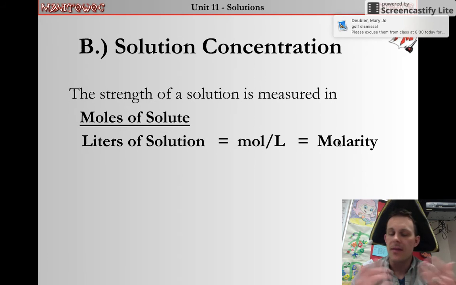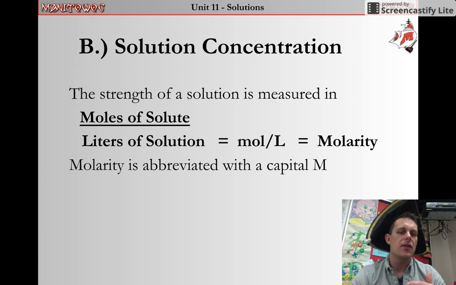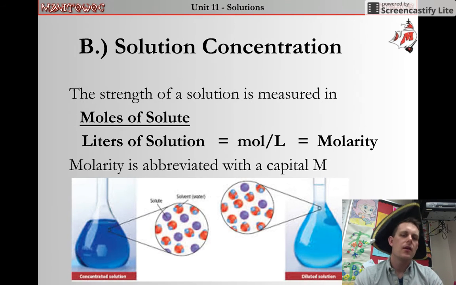We abbreviate moles of solute per liters of solution using moles per liter. And then we give that a name because it is so important in chemistry. We give it the name of molarity. Molarity is going to be abbreviated with a capital M. Makes life a little bit convenient. You don't have to write out the word molarity all the time.